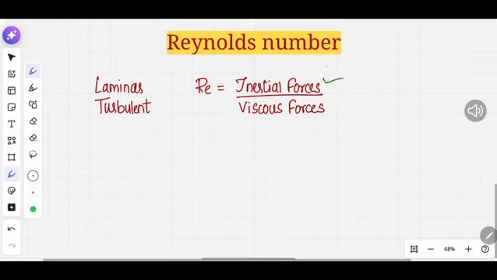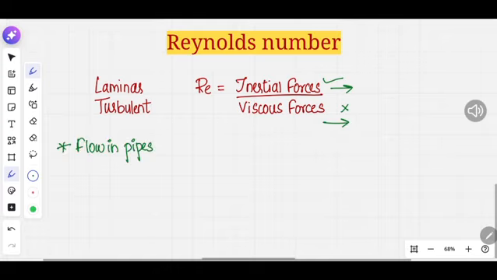The inertial forces drive the fluid forward and promote mixing, whereas the viscous forces resist the flow and keep the fluid organized. This is the basic concept of the Reynolds number.